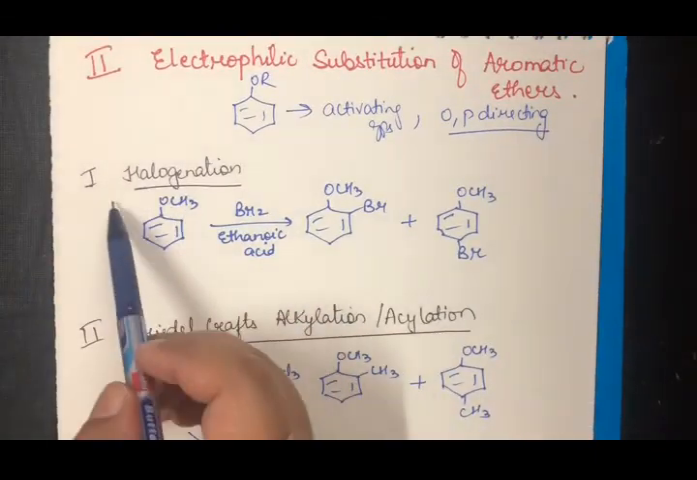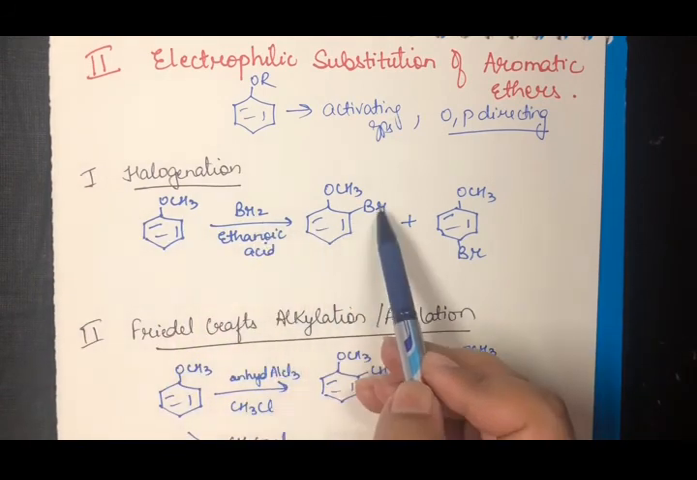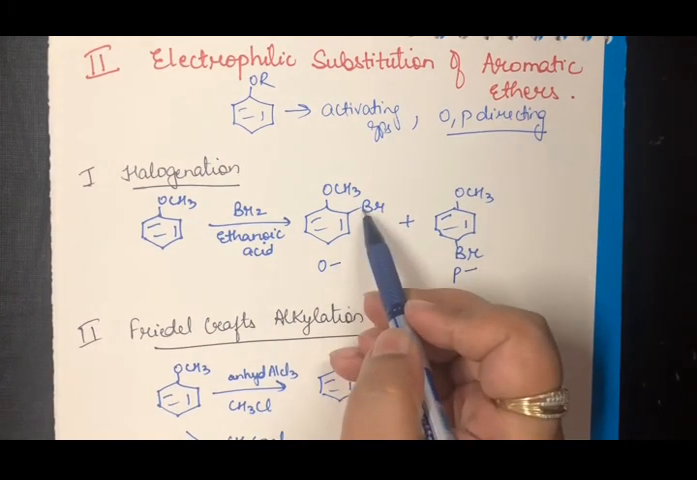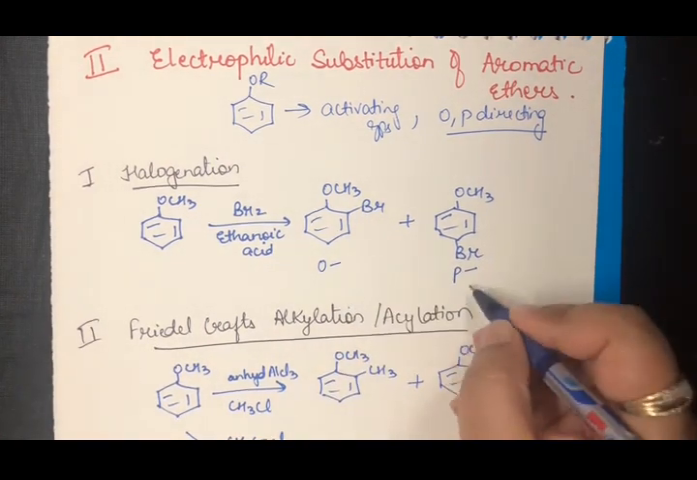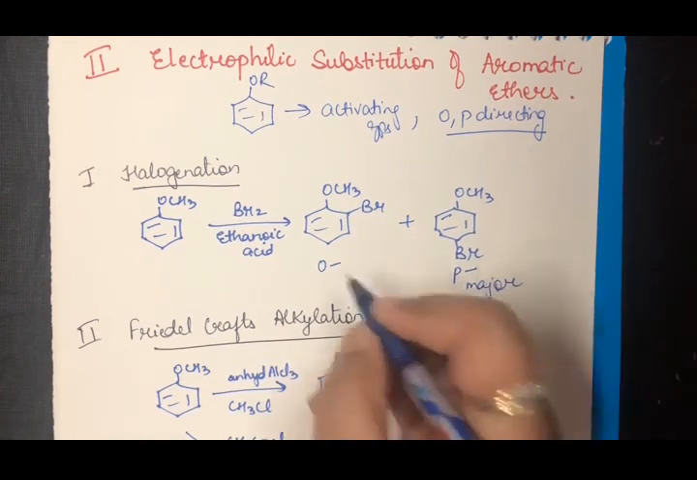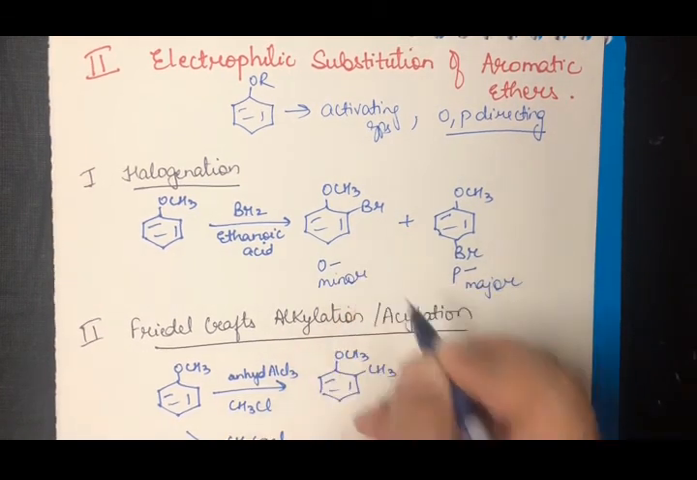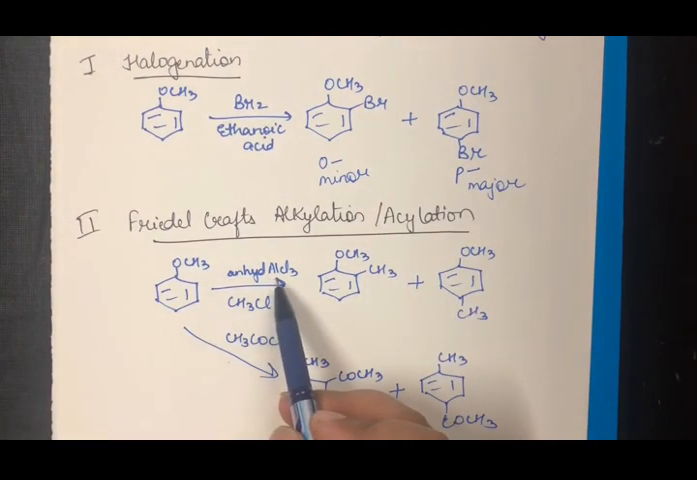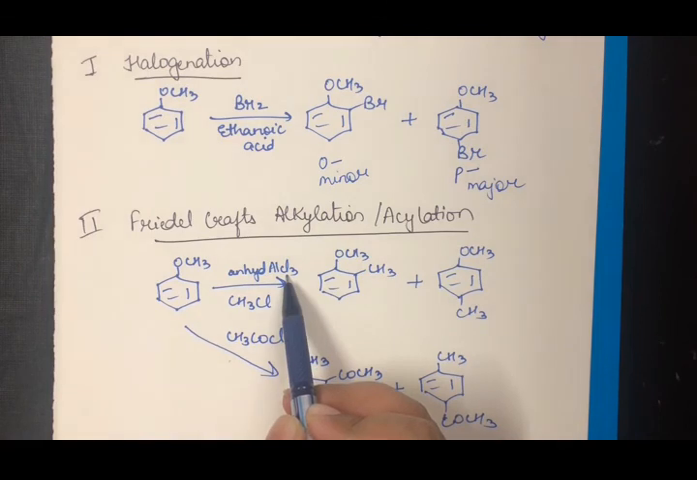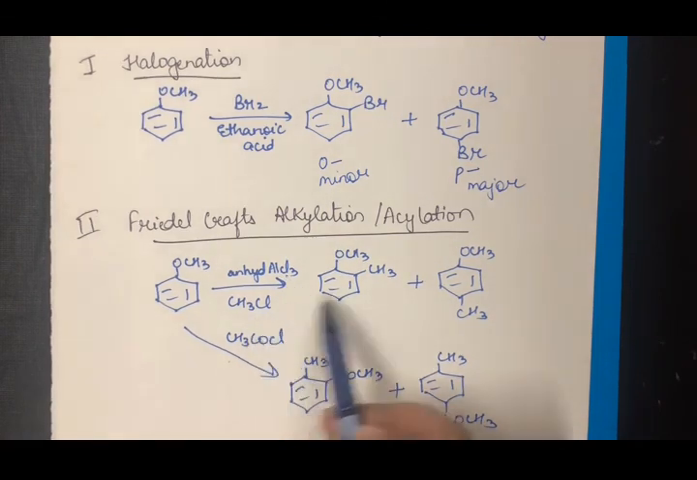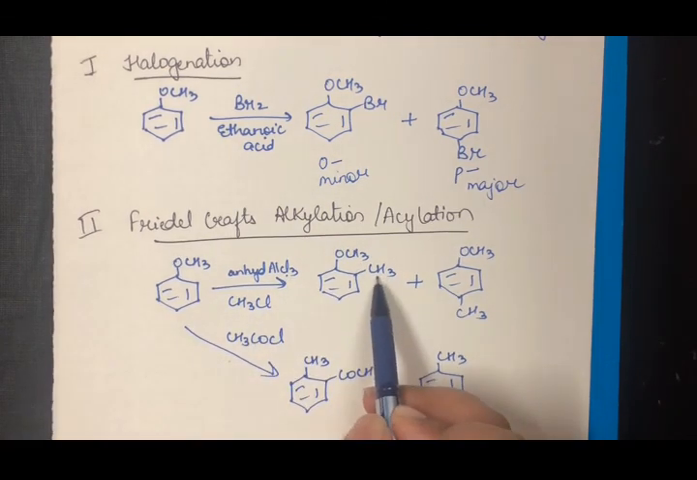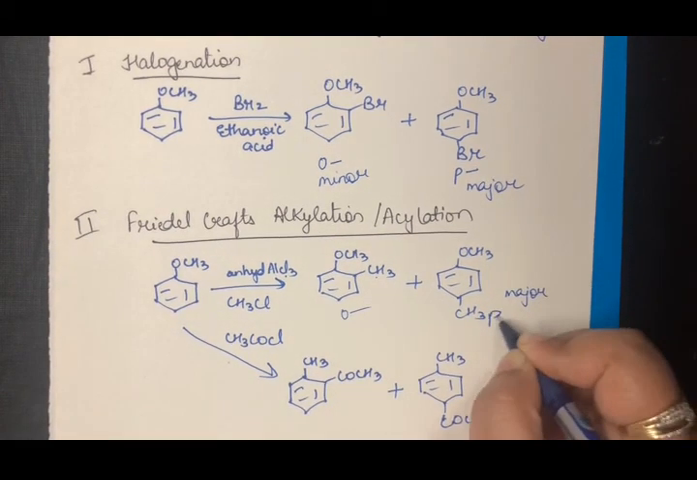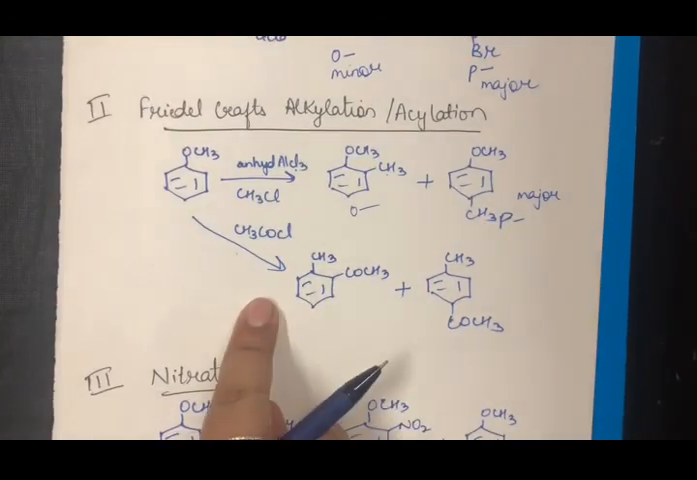If you have to do the halogenation, you will add bromine. What will happen? You will end up getting an ortho product and a para product. Bromine will attack the ortho and the para both. And out of these, which is going to be the major product? The para one. The ortho is always going to be minor. Similarly, if you want to do the Friedel-Crafts alkylation or acylation, you add, in the presence of a Lewis acid, anhydrous AlCl3 and CH3Cl. The CH3 group gets attached at the ortho position and at the para position, and again my major product is the para product. Similarly, we'll do the acylation.